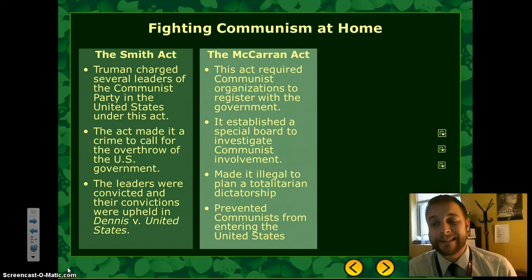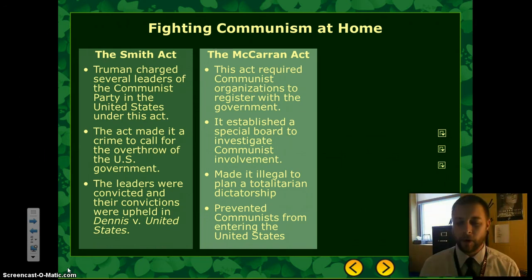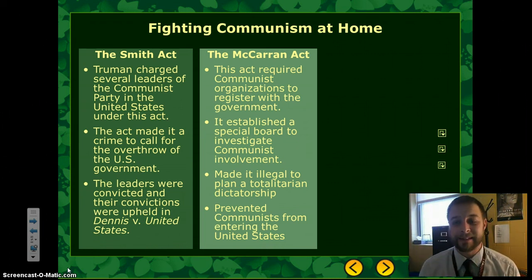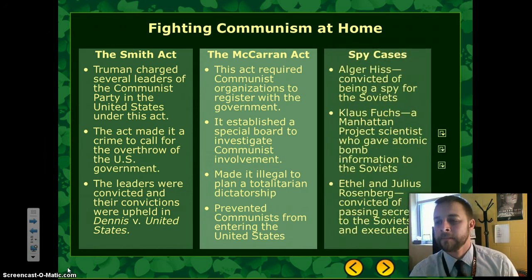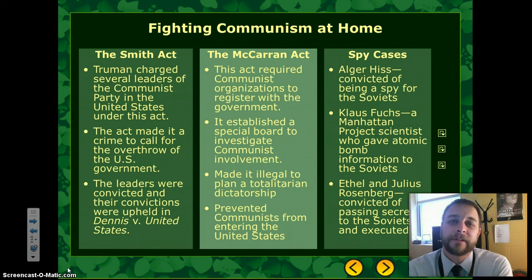Also, you had the McCarthyism Act, and it required communist organizations to register with the government and established a special board to investigate these organizations. Similar to the Smith Act, it made it illegal to plan a totalitarian dictatorship, and it prevented communist immigrants from entering the United States as well. And some of the more famous spy cases: Alger Hiss was convicted of being a spy for the Soviets. Actually, he wasn't. He was convicted not of being a spy, but of perjury, of lying on the stand.